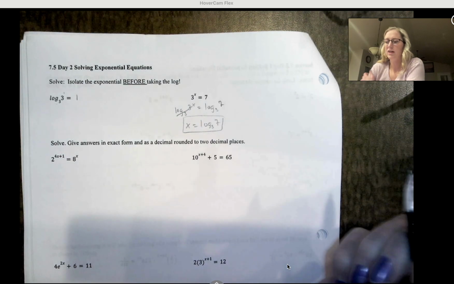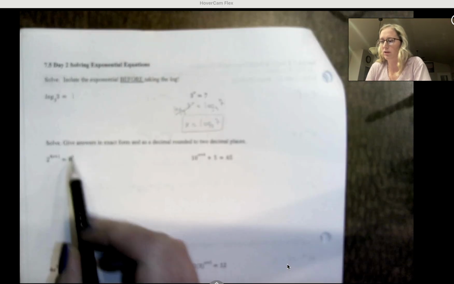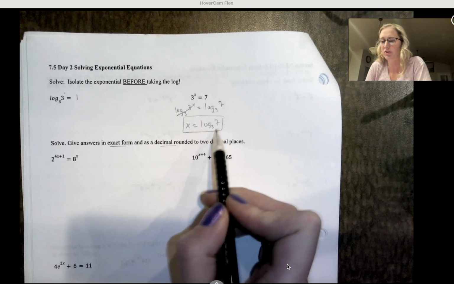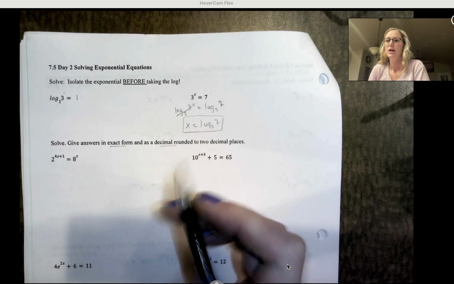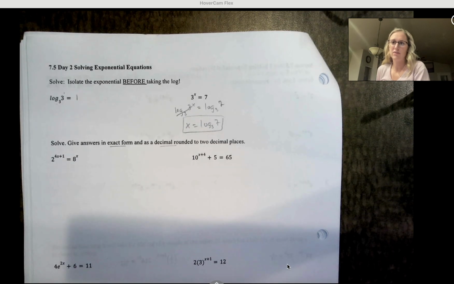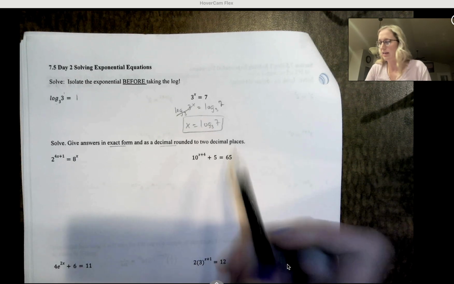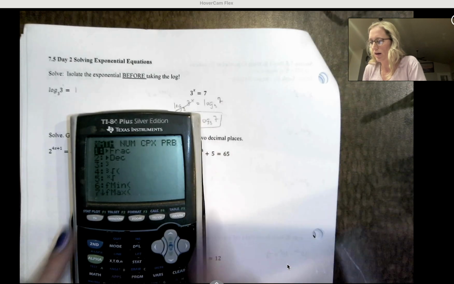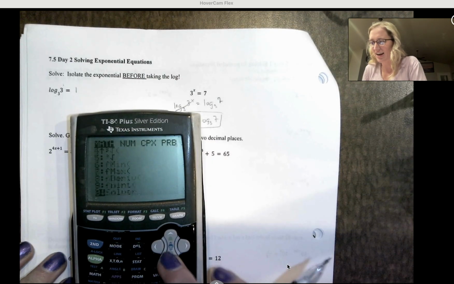Okay, so this would be your exact answer. Now, on some of the assignment, you can see the directions down here, it might say to give an exact and a decimal. This would be considered exact form. Some of your calculators, as I showed in the 7-4 day 2 video, you're able to enter any log base. If you have that option, go for it.